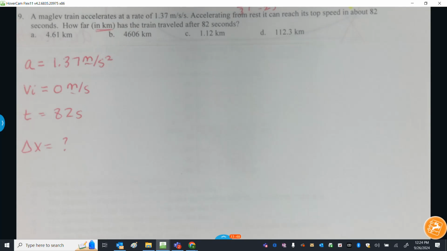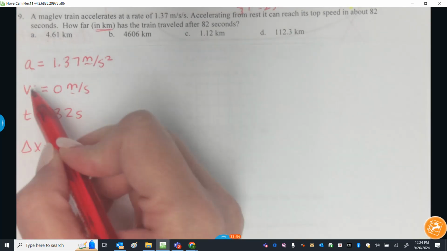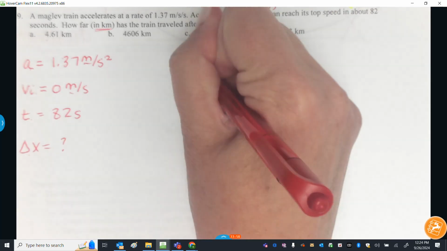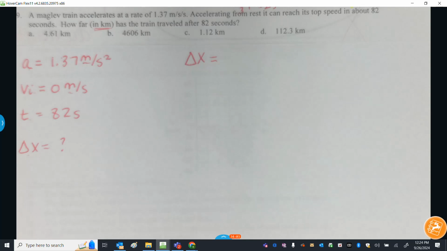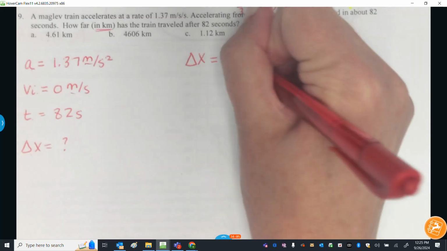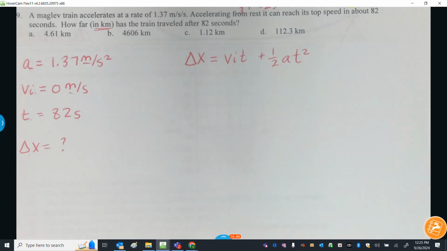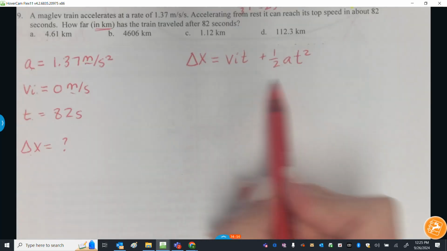Okay, don't do that tomorrow. Check your units. Make sure that they match. All right, so if I want to solve this, I have A, V, I, T. I'm looking for delta X. If I take a look at the equations on my board, only one of them allows me to solve this problem in one step, and that is this one. Delta X equals VIT plus 1/2 AT squared. I don't want an equation with VF in it because I don't know what VF is. This is the only equation that doesn't have it.